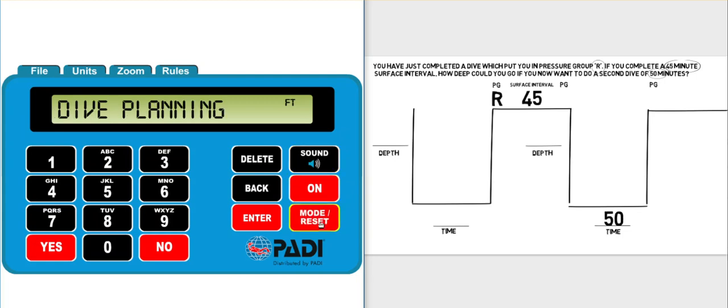So I'm going to hit mode. It's showing me dive planning. I can click enter. It's now asking me, is it a multi-level dive? There's no mention of multi-level. And now it's at this point that it's asking me first dive, yes or no. Well, it's not the first dive. I've done a dive. It put me in pressure group R. So I am going to say no to the first dive question.